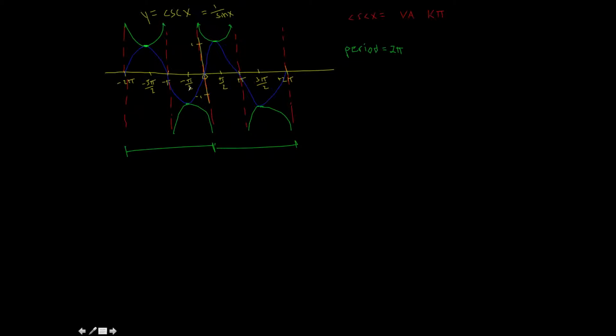That would be the period for this particular function, 2 pi. It's where the graph is repeating itself. That's what you have to look at more than the asymptotes: where is it repeating? Very similarly, we can get secant.